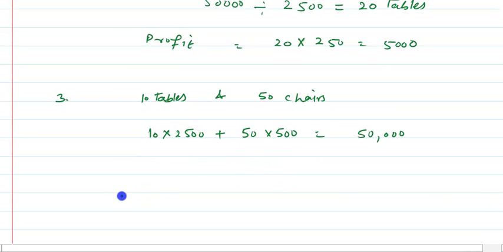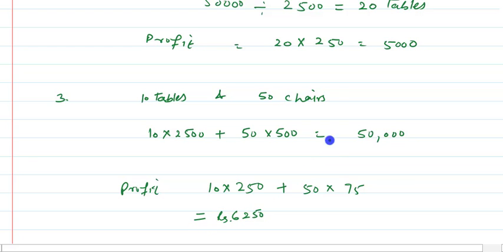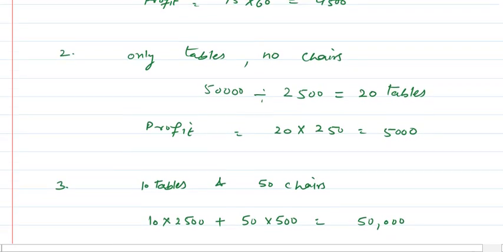Now let us find the profit on this. If we are talking about profit, then clearly on 10 tables the profit will be 10 into 250 plus 50 into 75, because 75 is the profit on one chair and 250 is the profit on one table. So the profit that he is getting is 6,250 rupees.